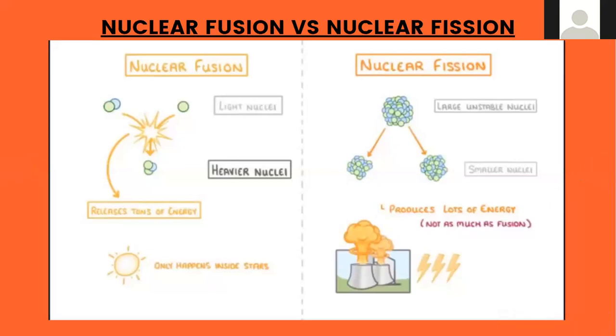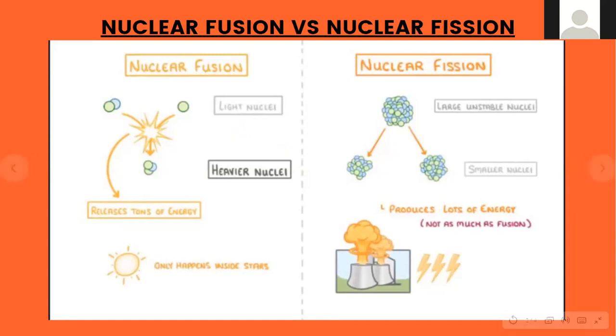So nuclear fusion is when two light nuclei join or fuse to form a single larger nucleus. In this diagram, we can see two light nuclei combined together, fused together, to become a heavier nucleus. Meanwhile, for nuclear fission, the large unstable nucleus is split into two smaller nuclei. So basically, the analogy is fusion is small becoming big, whereas fission is big becoming small.